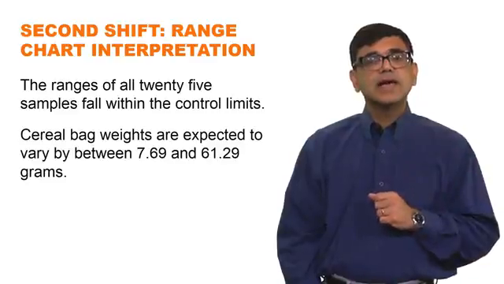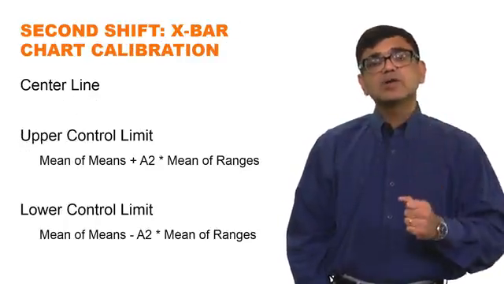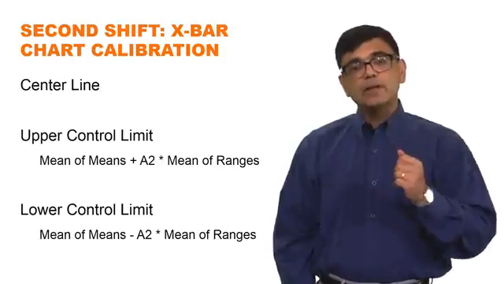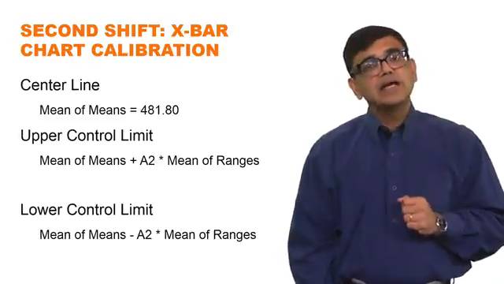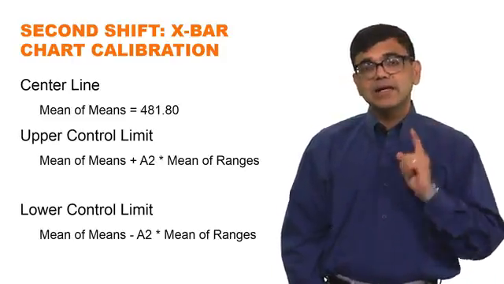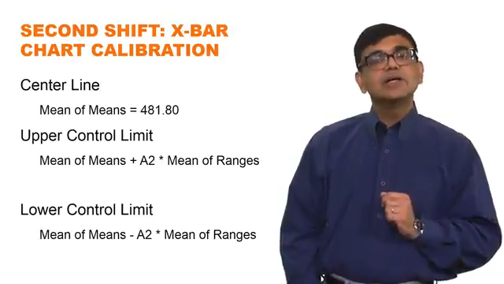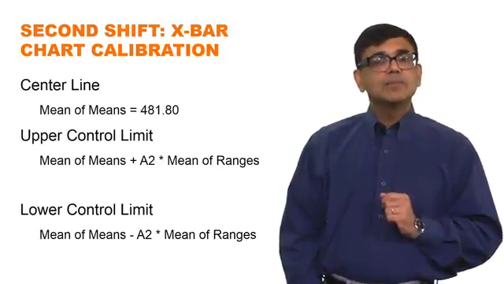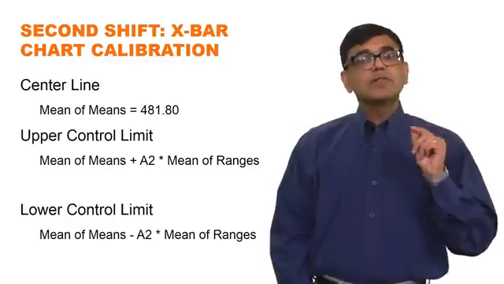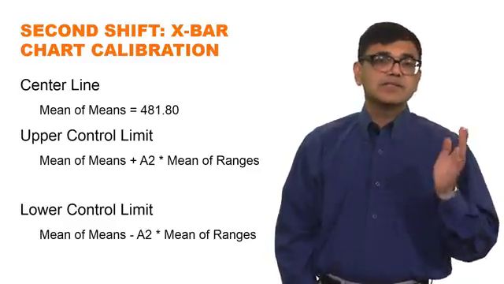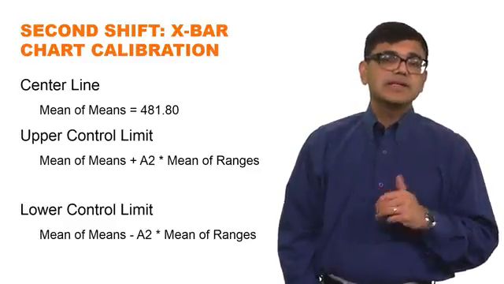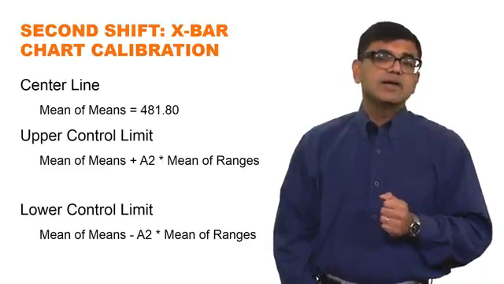So let's go ahead and move on to the X bar chart now for shift 2. So here we get a center line of 481.8. This should be giving you some cause for concern if you are thinking about 500 grams. The center line itself is much lower than 500 grams.